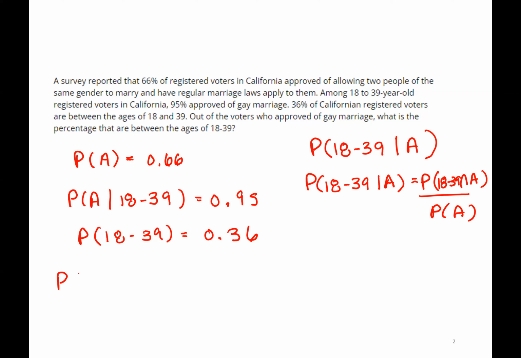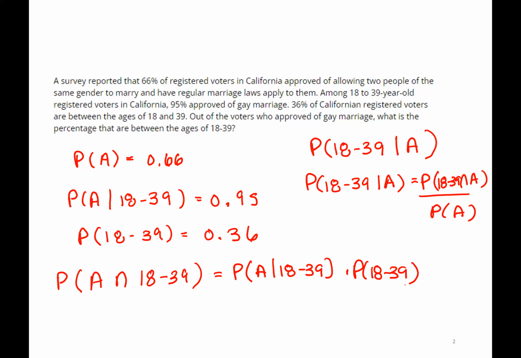So I have the probability that you approve and you're between 18 and 39. And you'll notice I wrote it in a different direction. It really doesn't matter. This is equivalent to that. It doesn't matter if I write it A intersect 18 to 39 or 18 to 39 intersect A, does it? Okay. So according to Bayes' theorem, this is the probability that I approve given that I'm 18 to 39 times the probability that I'm between 18 and 39. So that is Bayes' theorem, straight from the formula. And again, I always remember what it is, because whatever this given is, that's the probability I have to multiply it by. So I know all this, do I not?